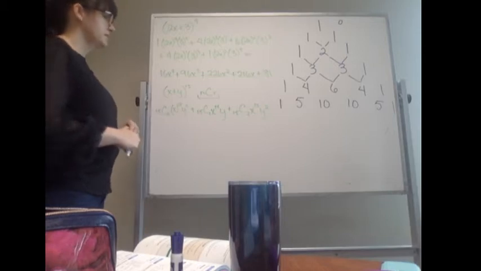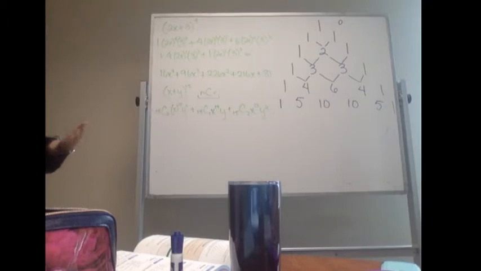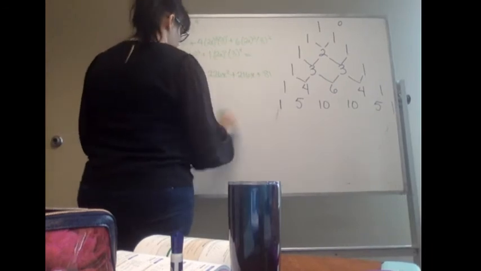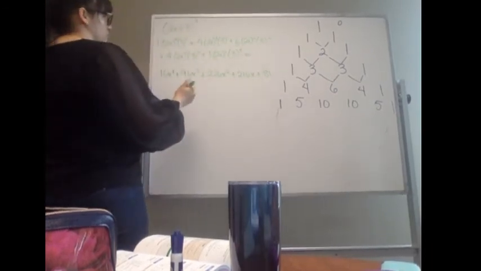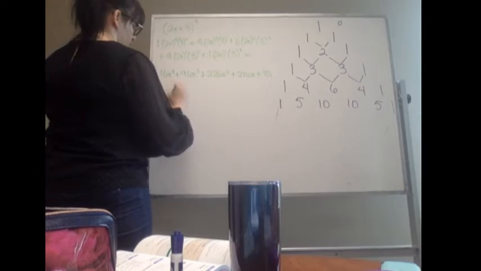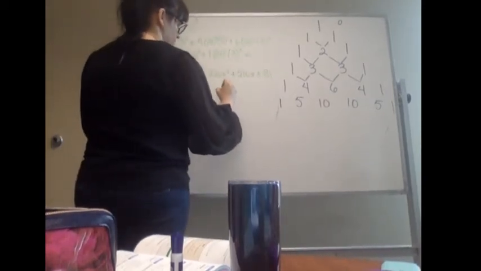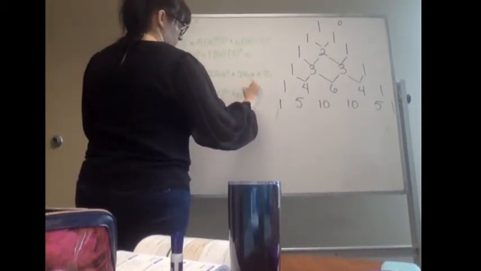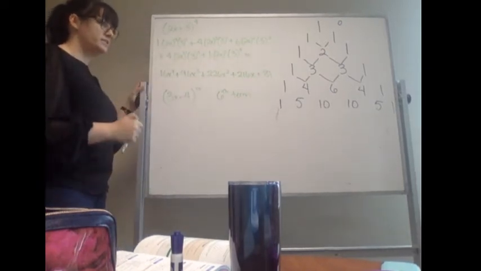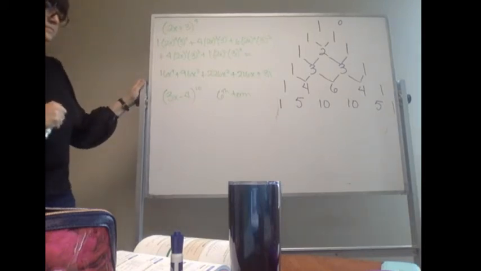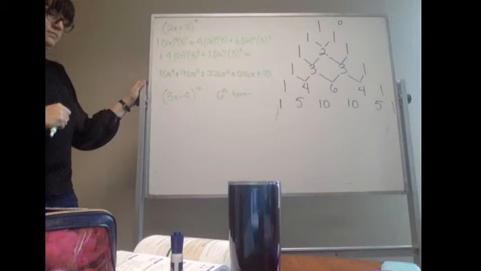Okay, that makes sense. Now, say that you want to find a specific term. Say they give you 3x minus 4 to the 10th, and they want you to find the 6th term. So what is the exponent going to be of the x for the 6th term? Oh, you put minus 4. Whoops. Okay, sorry. It's okay.